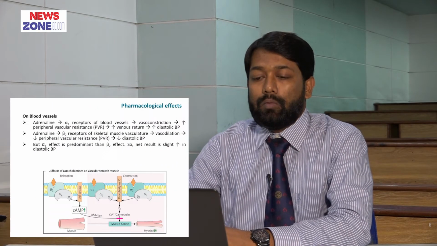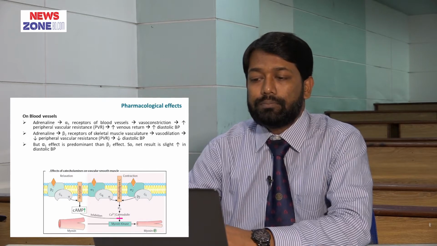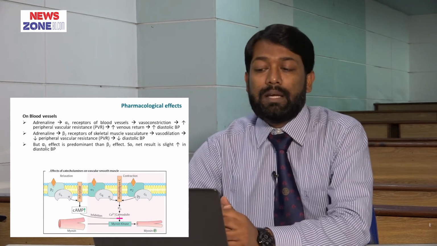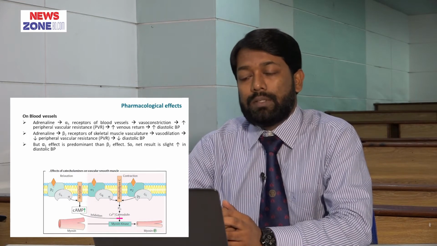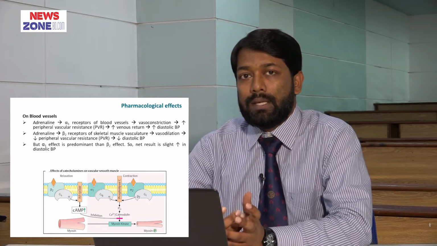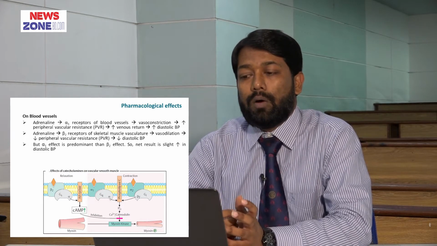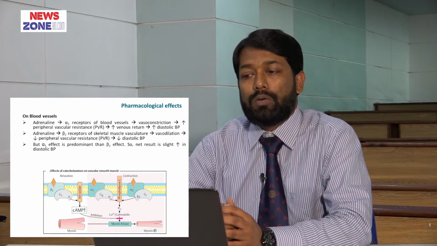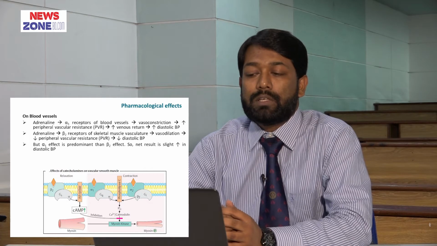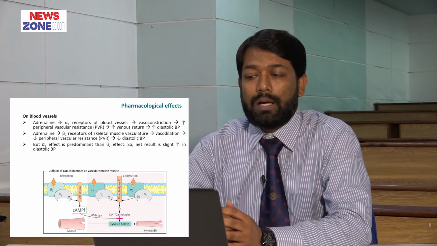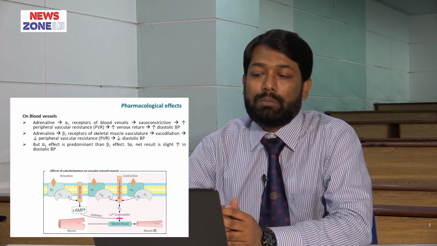Then, what is their role on blood vessels? On blood vessels, there are alpha 1 receptors. So, adrenaline binds with these alpha 1 receptors. They are actually agonists on these receptors. They cause vasoconstriction, increase peripheral vascular resistance or PVR, increase venous return and increase diastolic blood pressure.